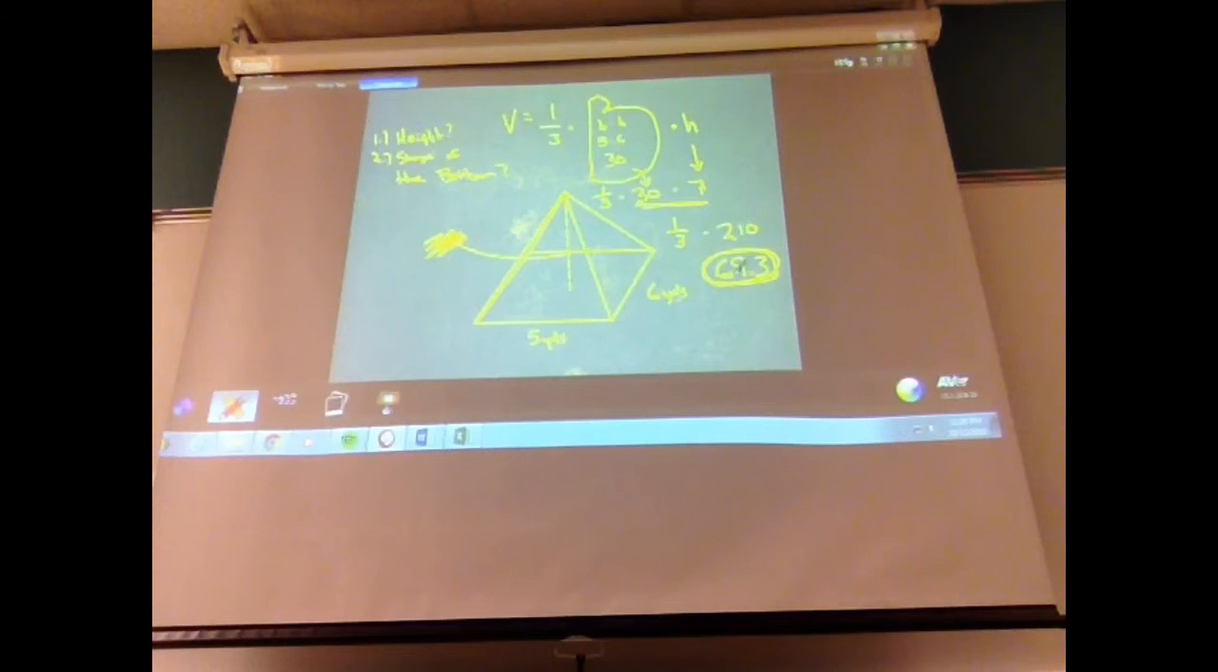So our answer for this problem here is going to be 69.33, and that's going to be 69.3 yards cubed. Literally what that means is if I have a bunch of little cubes that are 1 yard by 1 yard by 1 yard, I'm going to need 69.3 of them to completely fill this rectangular pyramid.